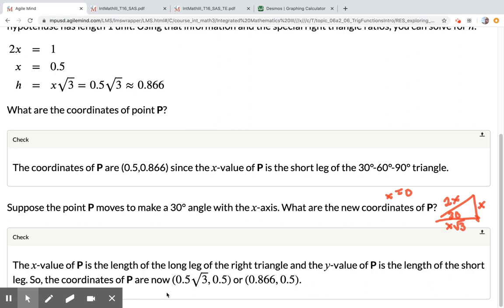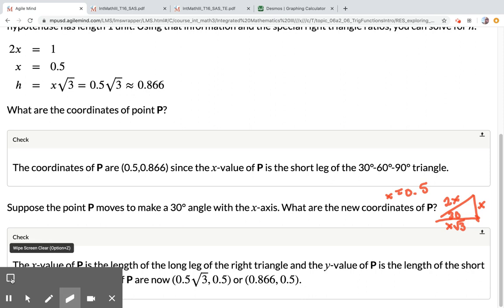So now my coordinates of P, if I'm dealing with a 30-degree angle, are 0.5, because we already know that x is 0.5, right? We did that earlier. We already knew that since 2x had to equal 1, x was going to be 0.5. So if I plug it in here and plug it in here, that'll give me my x coordinate and my y coordinate. So they did swap from last time.